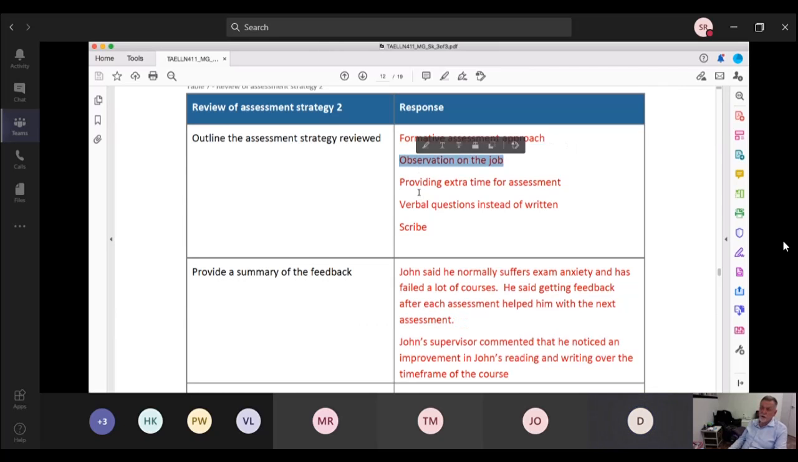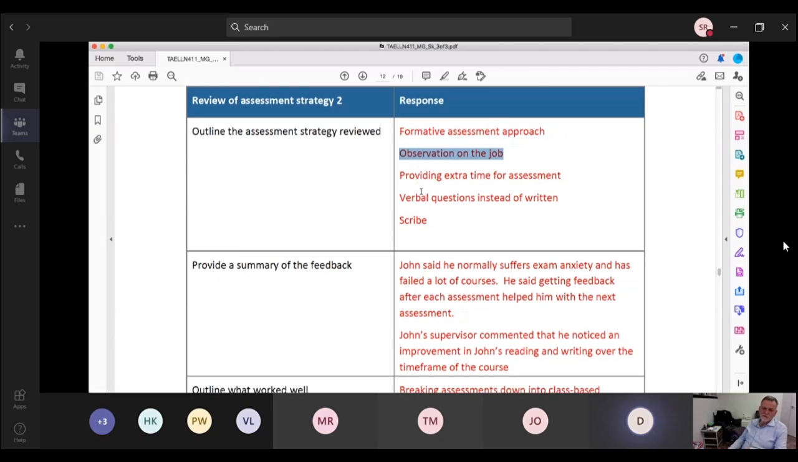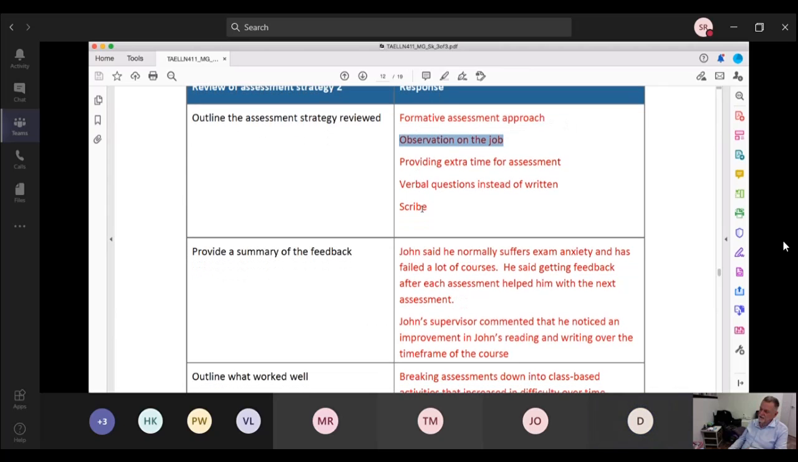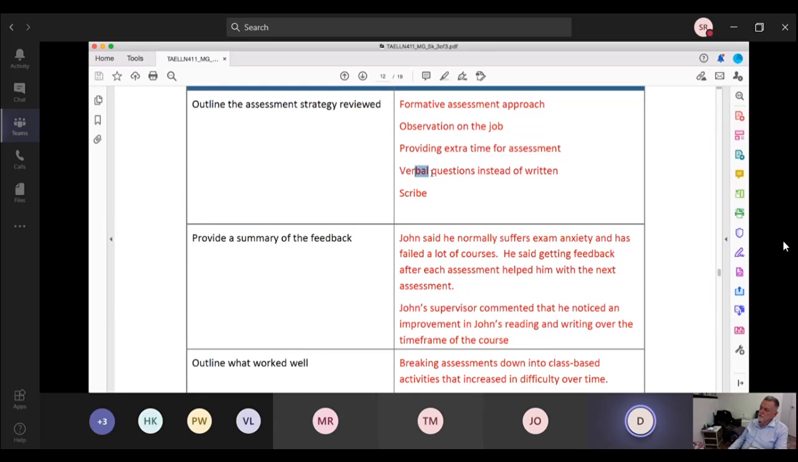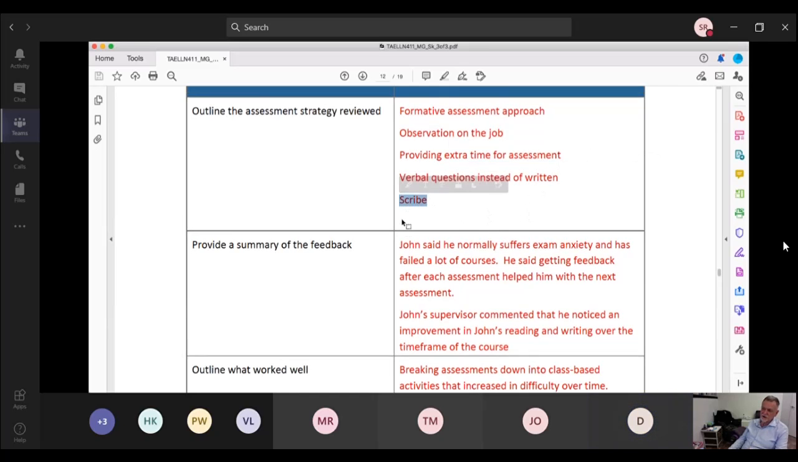Observing them on the job. So in other words, after they've practiced, after you've shown and demonstrated, getting them to go back to their workplace and practice under supervision. Providing extra time, using verbal questions instead of written, and getting someone to scribe that person's answers. So there's 1, 2, 3, 4, 5 strategies.